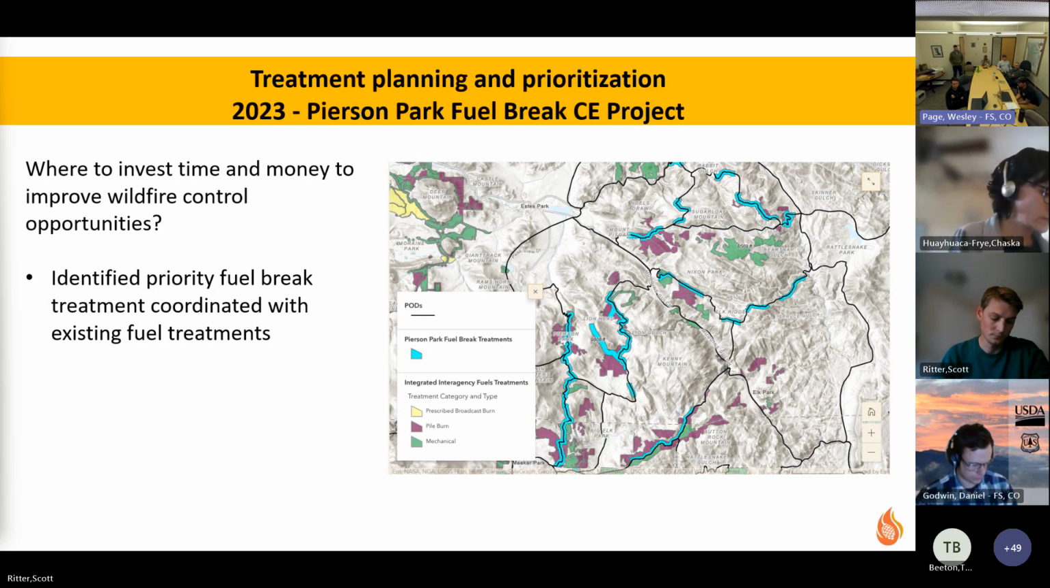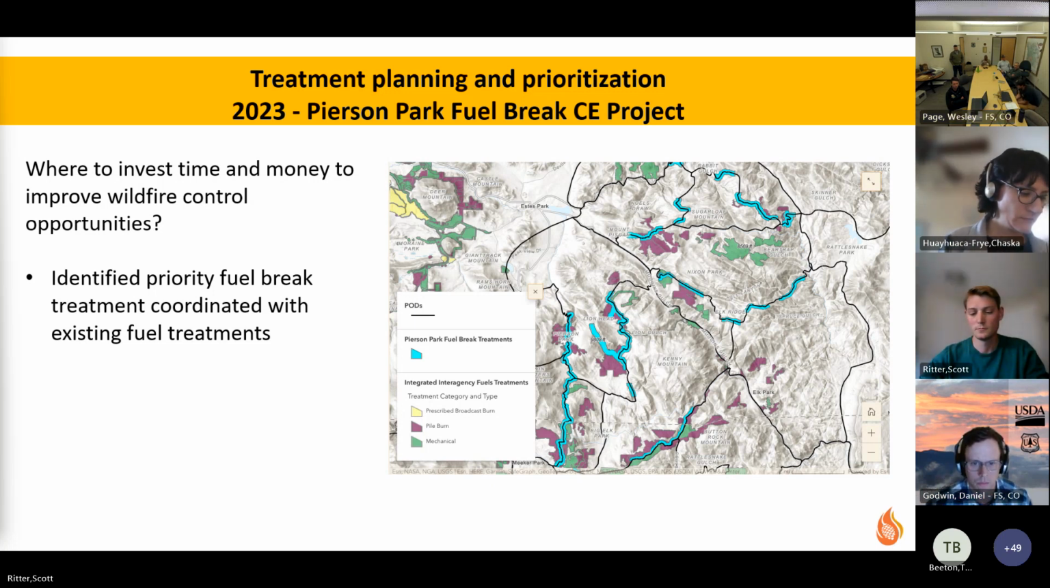The most obvious one is what's shown here, just east of Estes Park. We call it the Pearson Park project. So there's a big north-south road called Pearson Park that's highlighted there in that neon blue color. Johnny Park Road is on the southern portion of the map here. And what you see is we've got a bunch of old treatments here. They're in those other colors. You can see they're just kind of out there. They're not really coordinated very well.